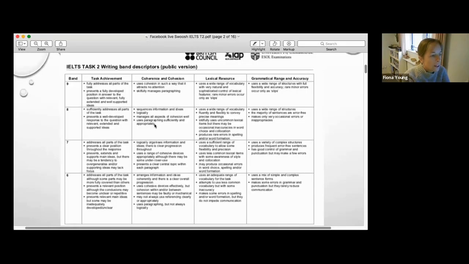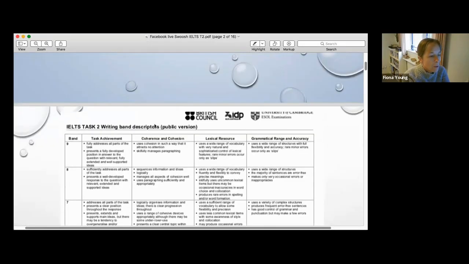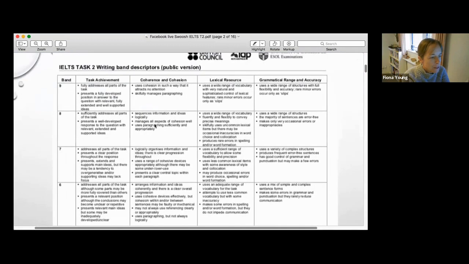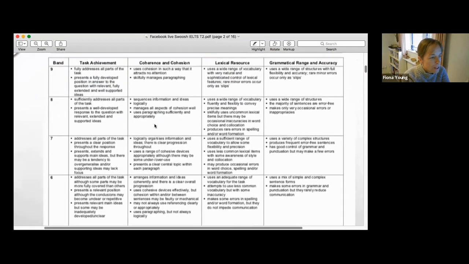Okay, so yes, you are probably familiar with this screen here. Hopefully you can see it. It's written quite small. Can everyone see that?